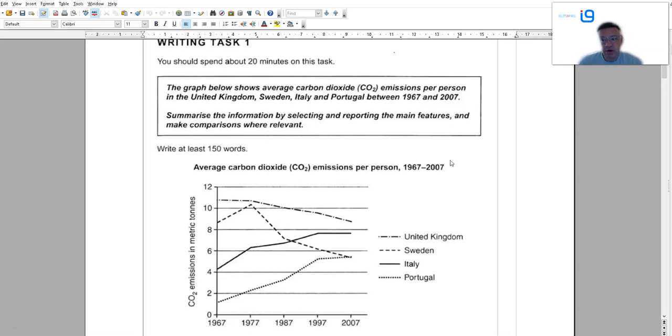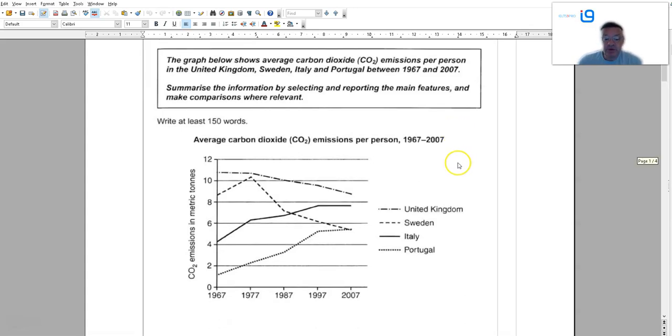The overview doesn't quite work out. You need to clearly identify the main features. What's the biggest, what's the smallest, what's gone up, what's gone down, what's changed, etc. If you don't do that, you won't get a very good task achievement score. Anyway, this one's pretty easy.